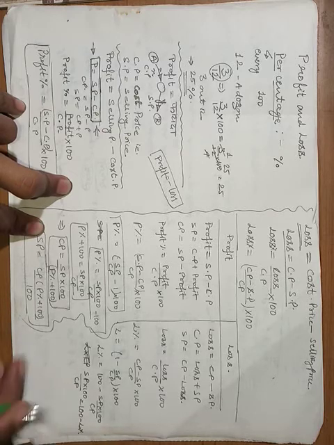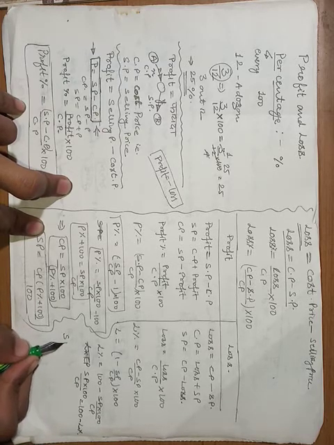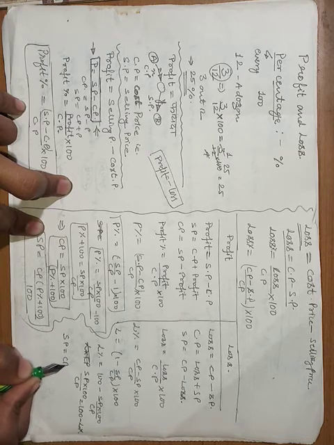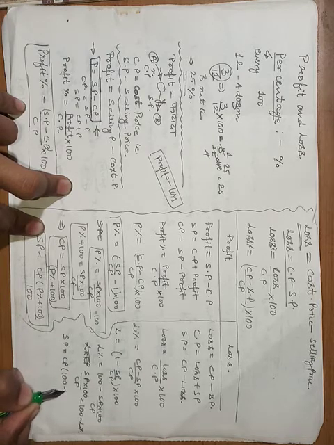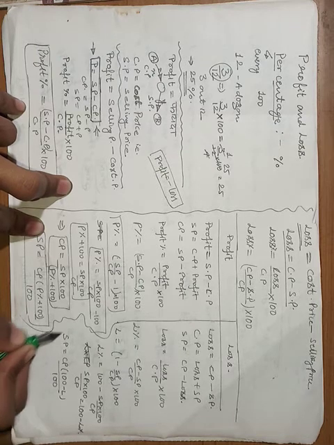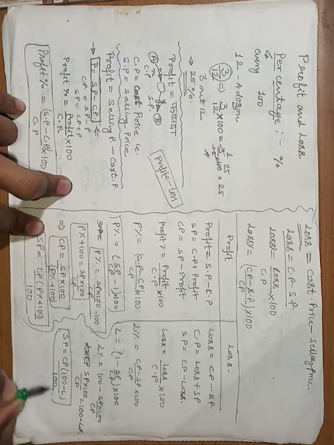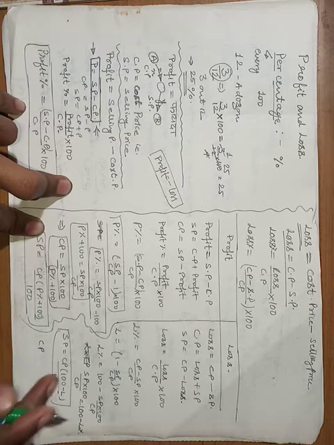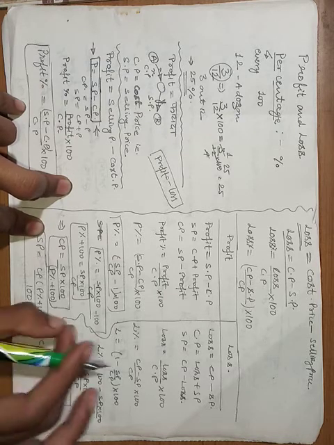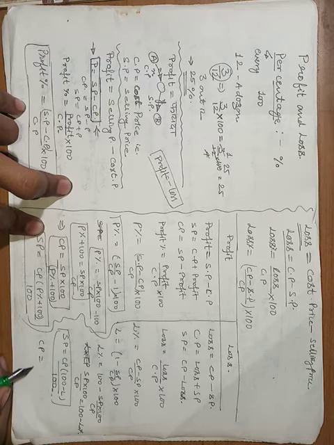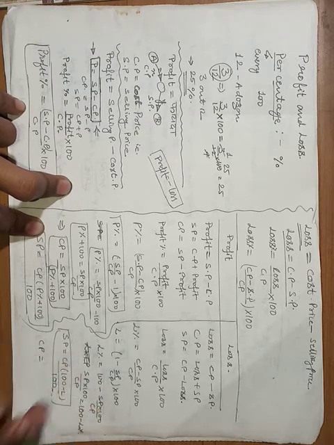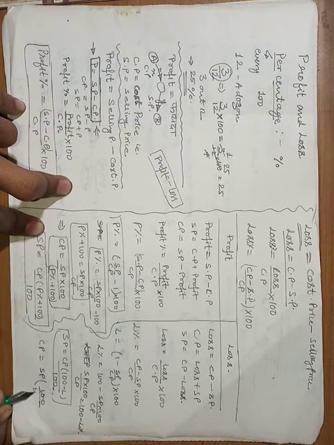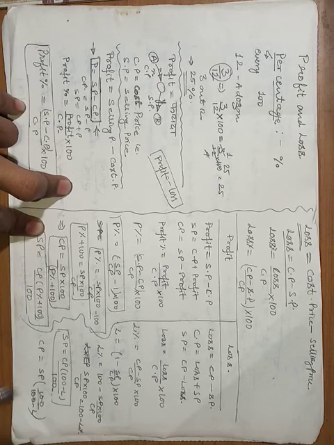And if you want to calculate SP, the formula is very simple. SP is equal to CP into 100 minus loss upon 100. And for CP, this thing will become the numerator, or this thing will get reversed and multiplied here. CP is equal to SP into 100 upon 100 minus loss.